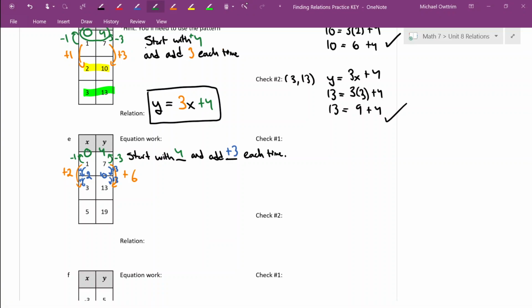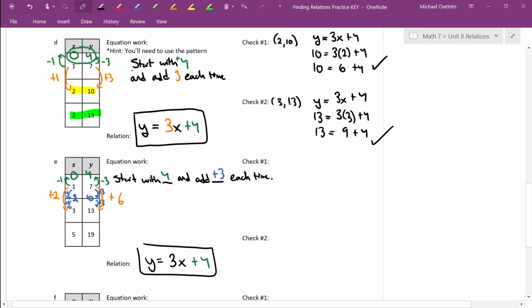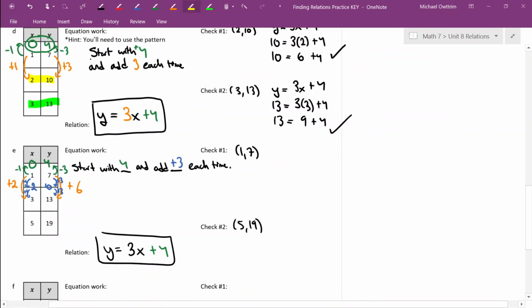Oops, I'm still on disappearing ink there. And I guess I should use my pretty colors. Okay, so let's check the other points that we didn't check previously. So we'll check 1, 7 in this one, and we'll also check the 5, 19. Obviously 1, 7 being this first point, and my 5, 19 being the last point. And I guess I forgot my color coding up here again, so 2 and 10, and 3 and 13.